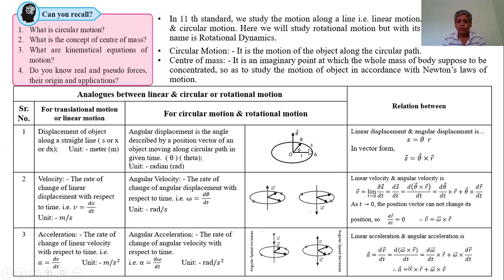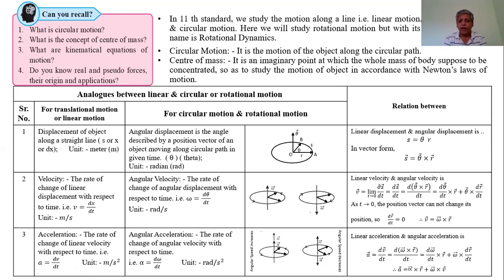As this angle is very small, within the short time interval, that angular displacement is a vector quantity, and according to the right hand thumb rule, its direction can be found out like this. When the particle goes from point A to point B and the thumb is outstretched, the thumb denotes the direction of infinitesimal angular displacement.